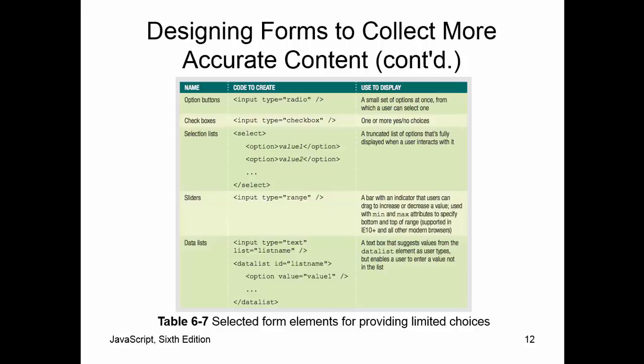So if we look here in the book, this is table 6-7 that is shown in the book on page 370. And it says they're designing forms to collect more accurate content. Well, again, if you use things like option buttons, all right, type radio or checkboxes, you're limiting the number of possible selections. So again, you're forcing the user to select something.